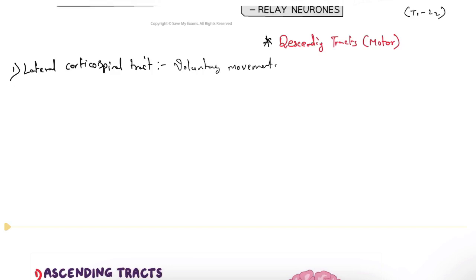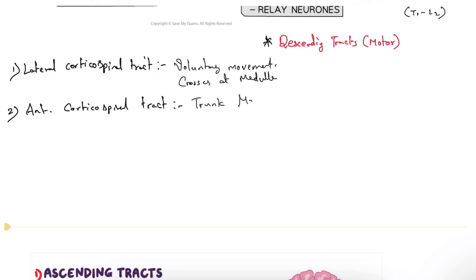Voluntary movement, and this tract crosses at the medulla, same as in the ascending tract, the dorsal column tract. Okay, and the second one is the anterior corticospinal tract. The main function of the anterior corticospinal tract is that it will help to do trunk movement.